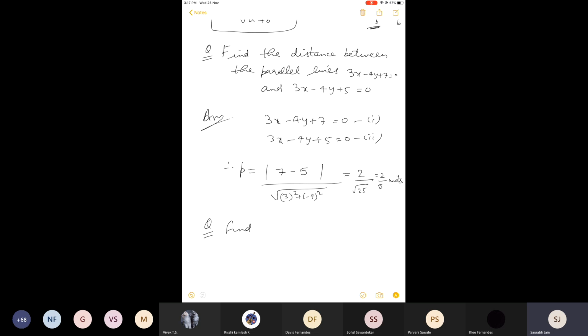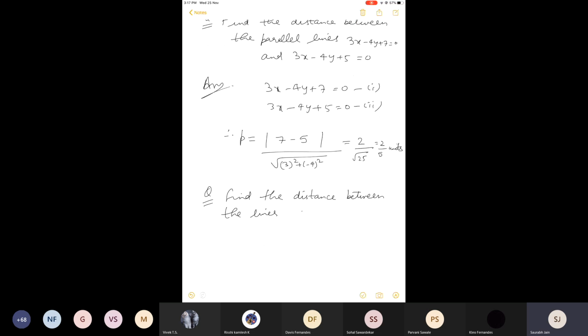Last question for today. Find the distance between the lines 3x minus 4y plus 5 equals 0 and 6x minus 8y plus 14 equals 0. This is the last question.